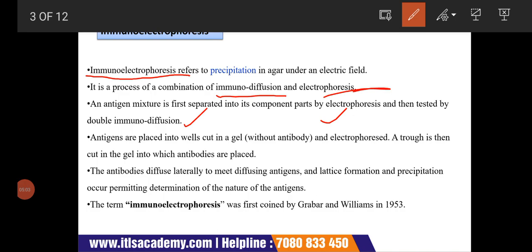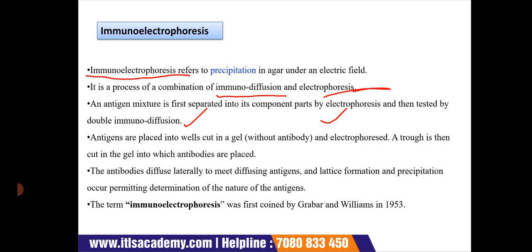Further, these antigens are placed into a well cut in a gel without antibody. Here you don't need to put in any antibody. After electrophoresis, a trough is cut into the gel into which antibodies are placed. The antibodies diffuse laterally to meet the diffusing antigen. Then lattice formation and precipitation occur, permitting the determination of the nature of the antigen.